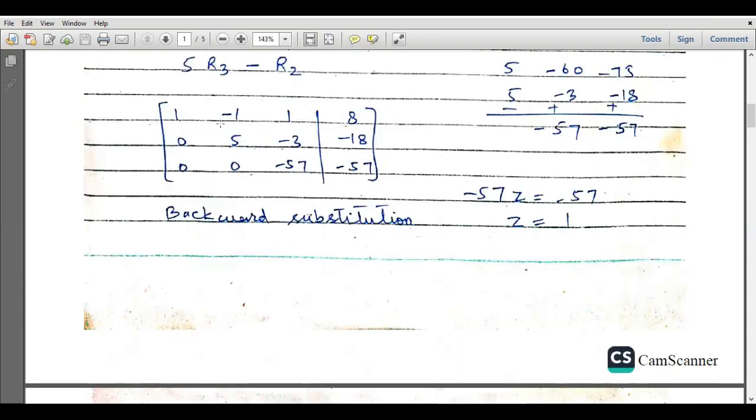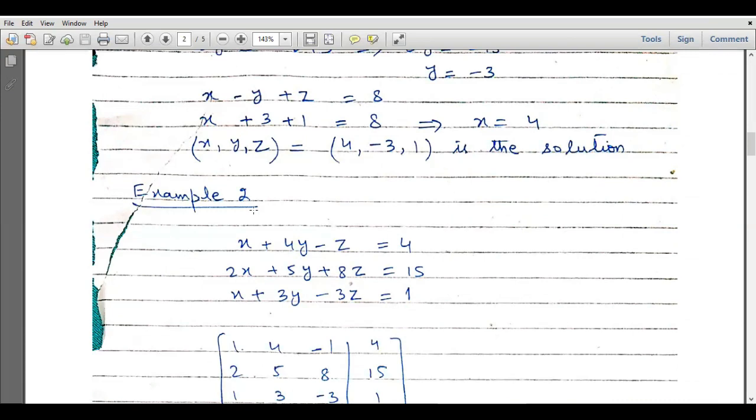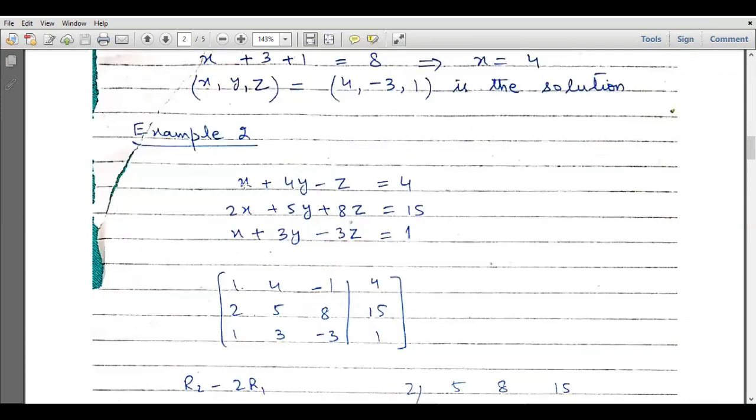Now we will expand the first equation, x minus y plus z is equal to 8. And we have evaluated the values of y and z. So x can be evaluated as 4. So 4, minus 3, 1 is the solution. Now let's solve another example of the Gaussian elimination method and evaluate the values of x, y, and z.